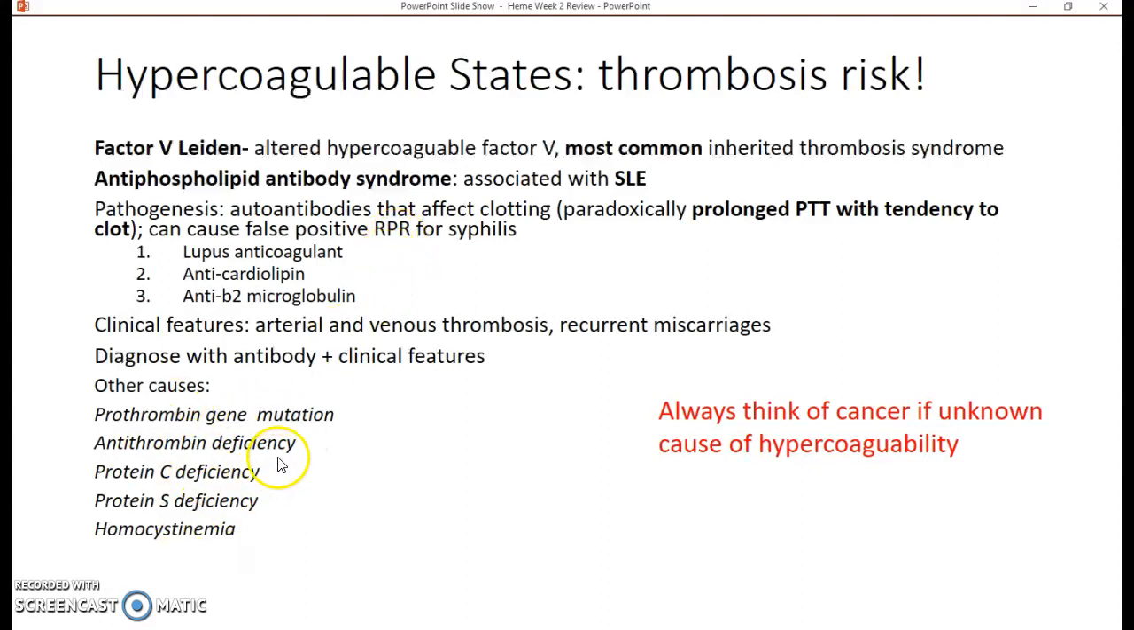There are some other causes that you want to know at least the names of. You can also get antithrombin deficiencies, remember, if you have nephrotic syndrome, because you're peeing it out. And always, on a clinical level, if someone's getting weird clots and you don't know why and they don't have one of these, think of some sort of underlying malignancy. It's a really common cause of hypercoagulability.